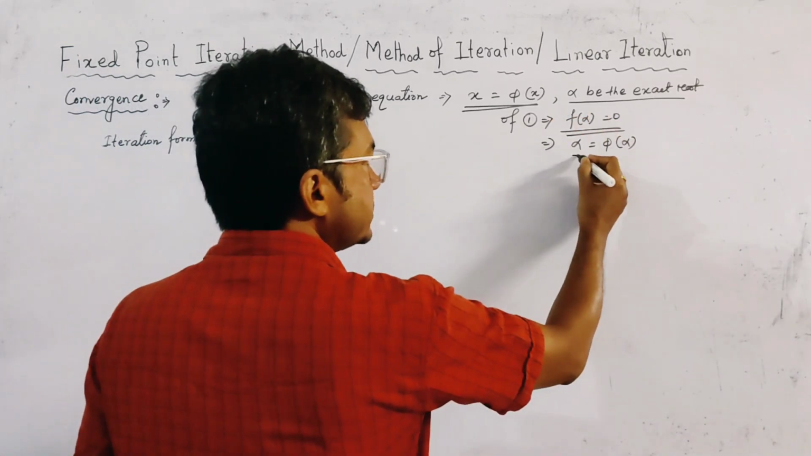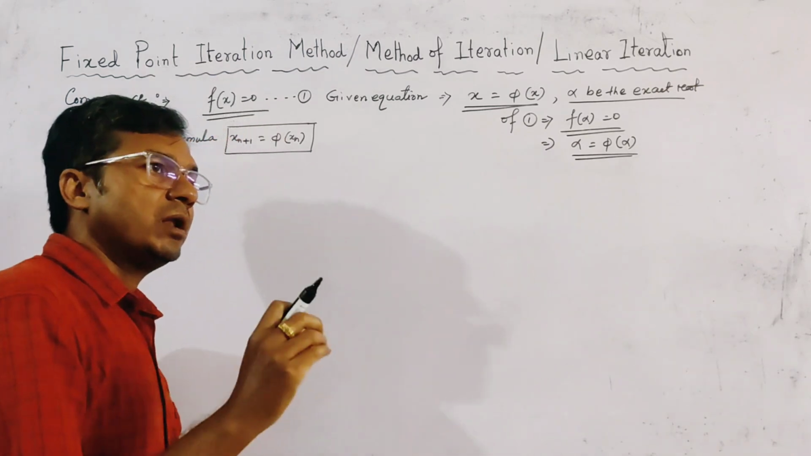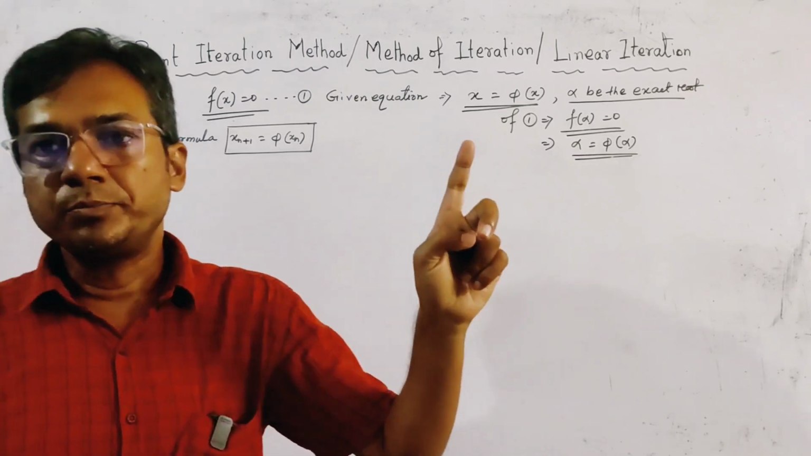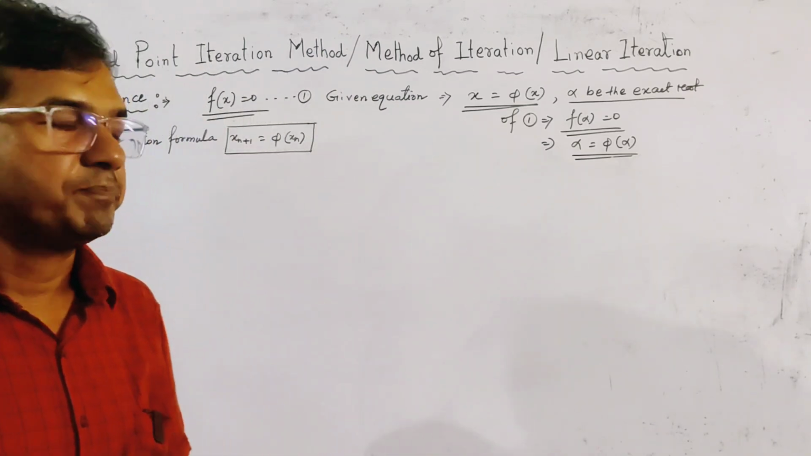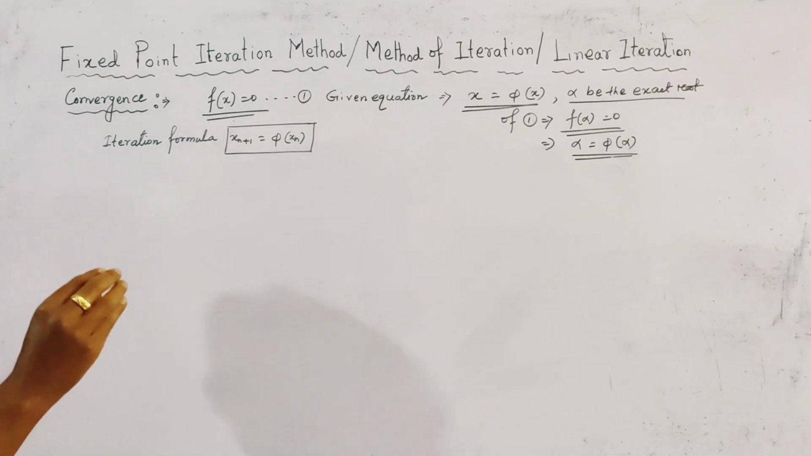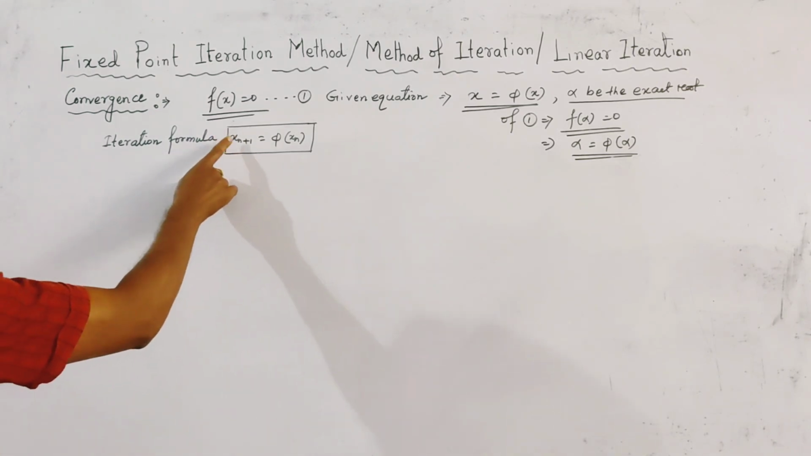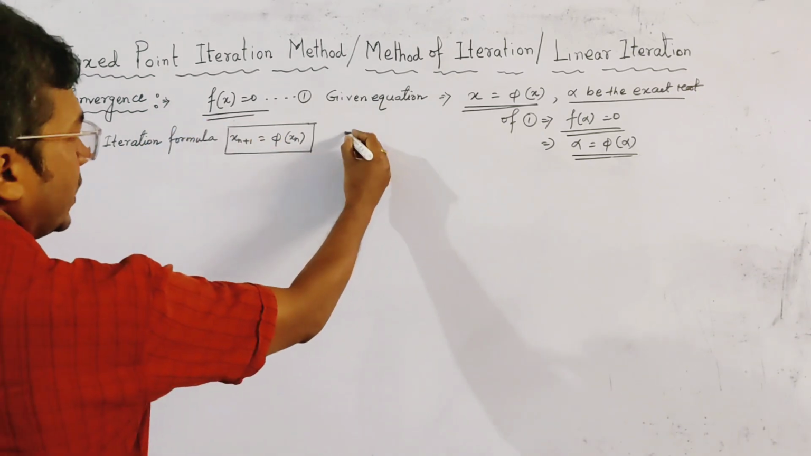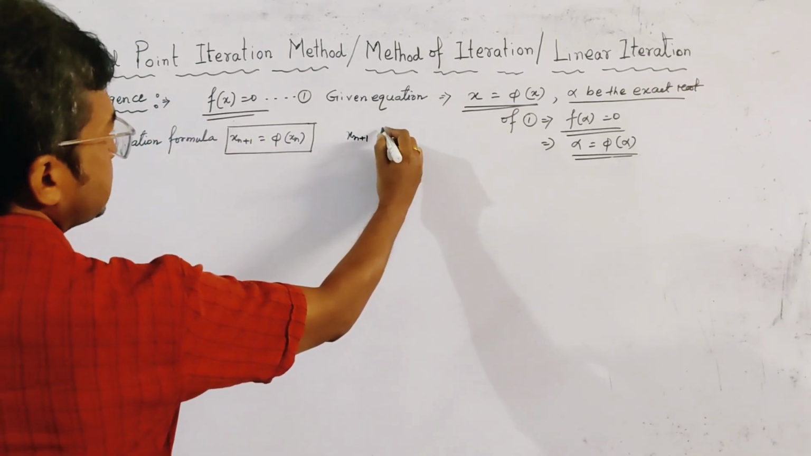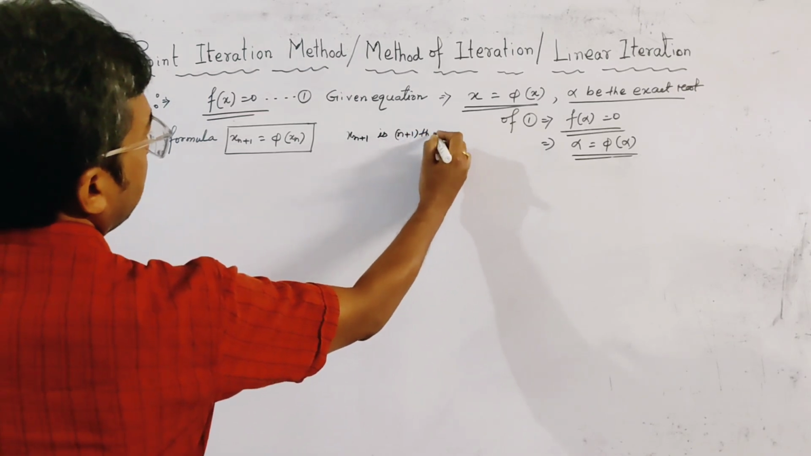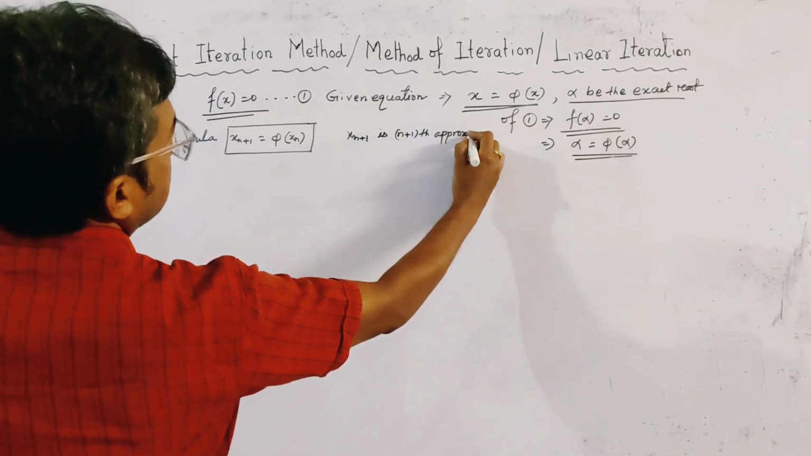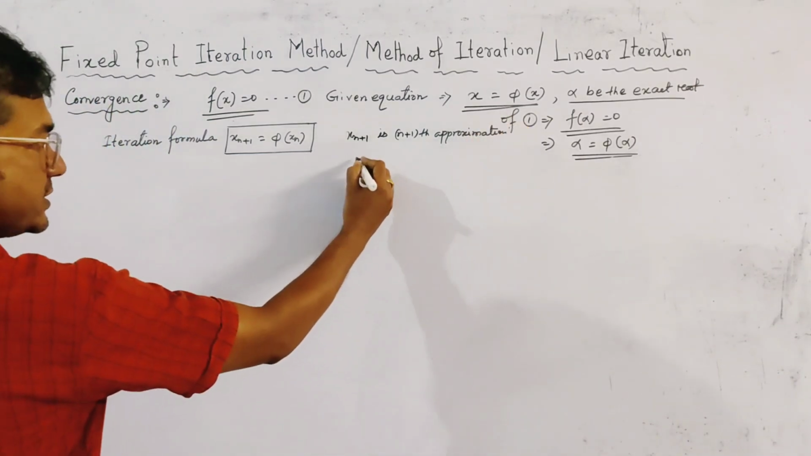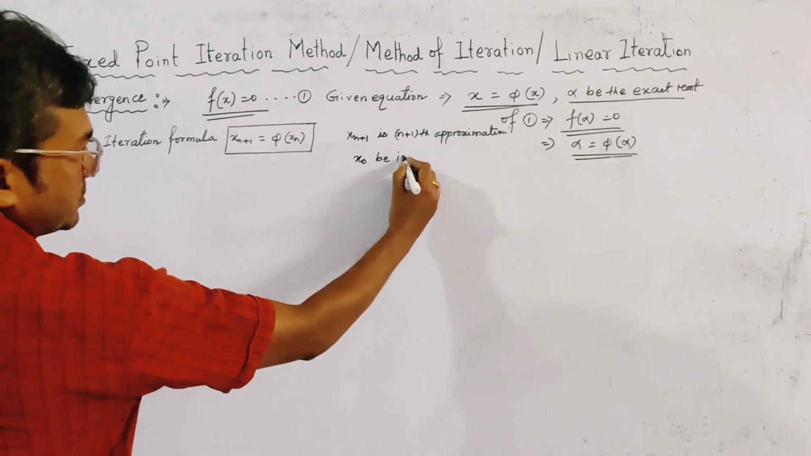For this reason, as we said in the previous class, alpha is the fixed point of the function phi(x), and this method is known as the fixed point iteration method. Now we already have the iteration formula x(n+1) = phi(xn). Here x(n+1) is the (n+1)th approximation, and we write x0 as the initial approximation.